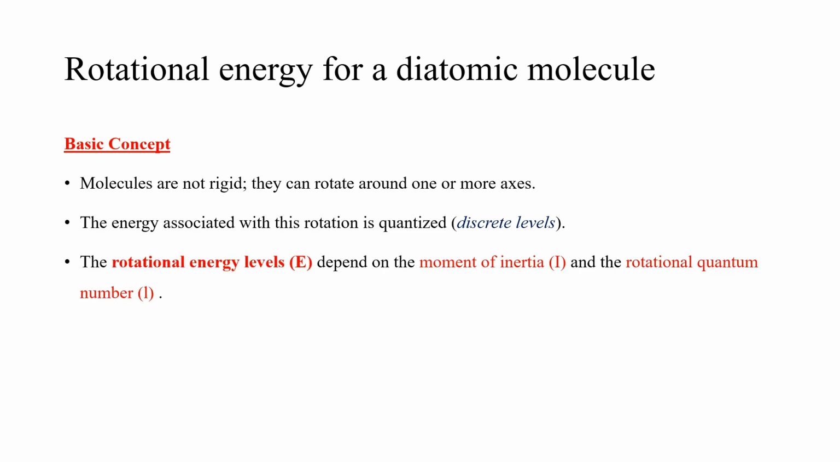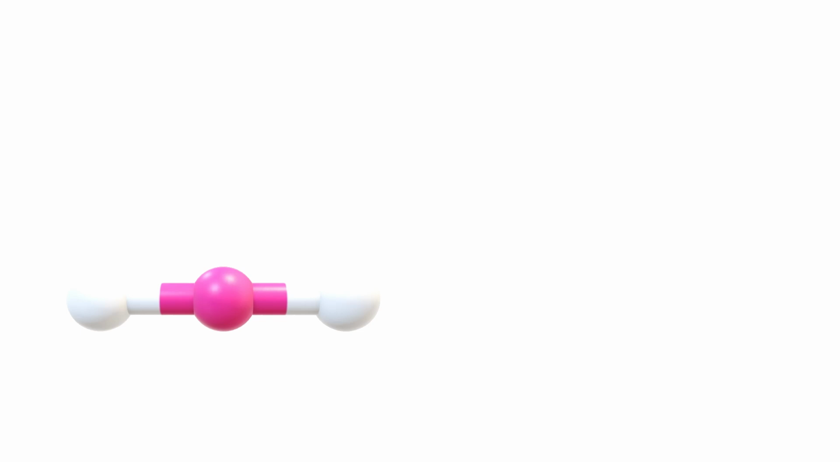These energy levels depend on the moment of inertia and the rotational quantum number. Let us see the derivation of rotational energy states for a diatomic molecule. Consider a mass M1 located at some point and M2 another mass located at some other point. These two masses are kept at a distance capital R.